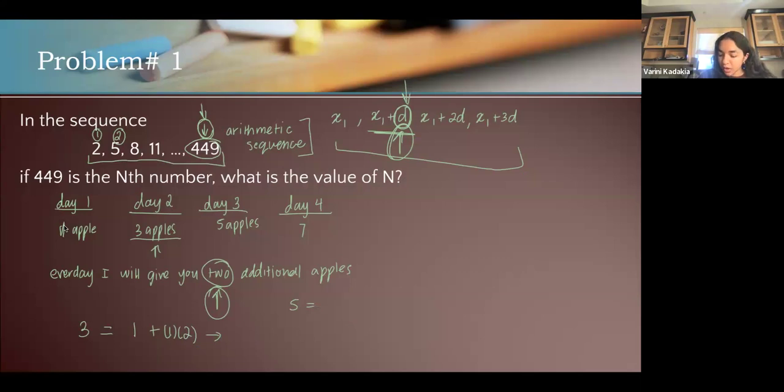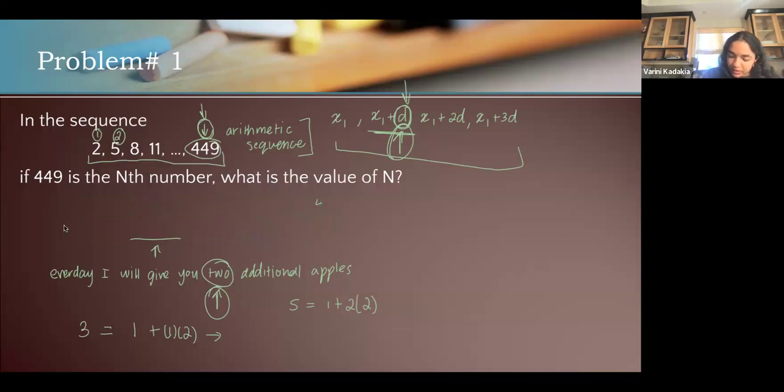5 would be 1 plus 2 times 2. Does that make sense to everyone? Okay, so now let's go back to the problem. So, knowing this, how would we represent 449 in terms of D?